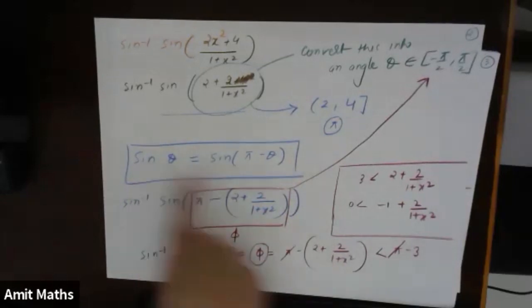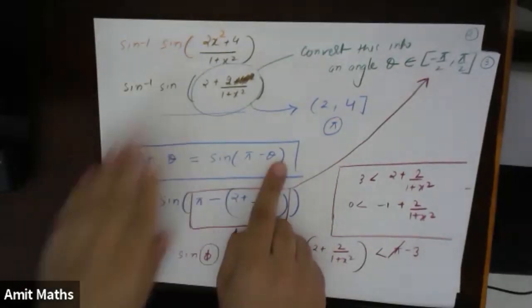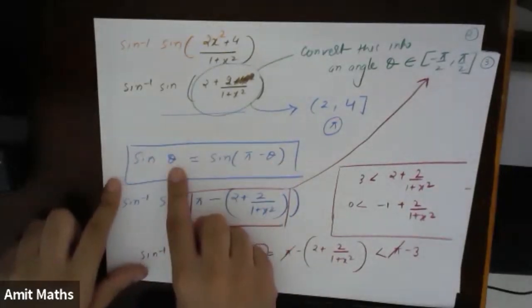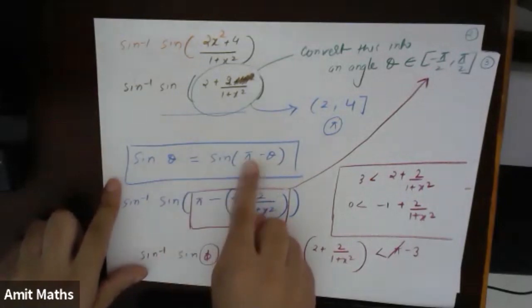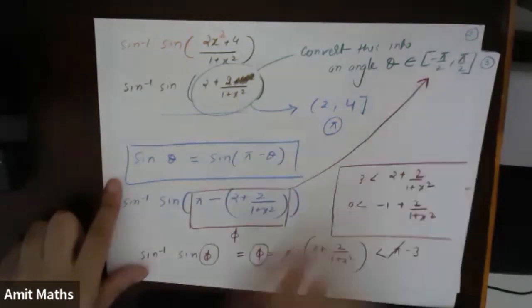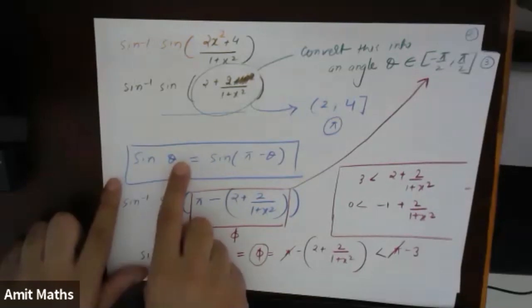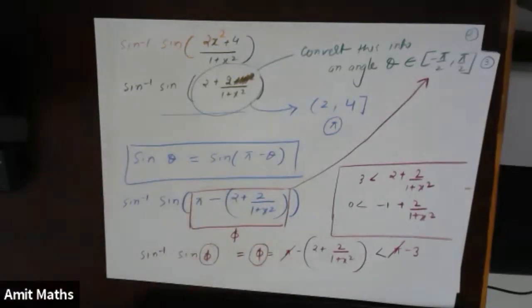Because sine of pi plus theta is not sine theta, right? Pi plus theta becomes in third quadrant, so it will become minus of sine theta. Understood? Mridula, did you understand?